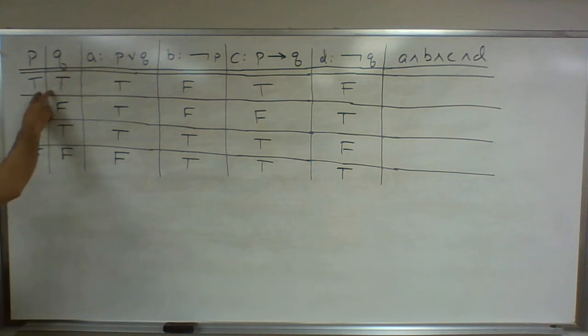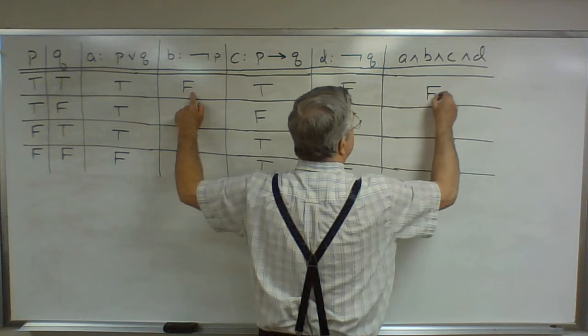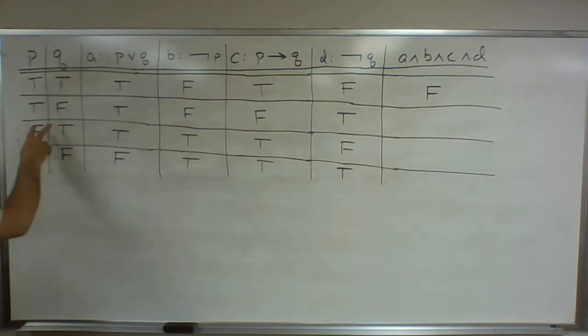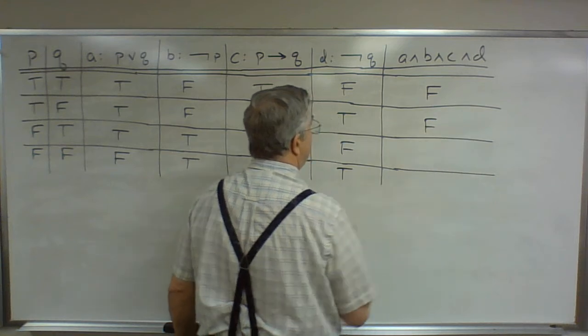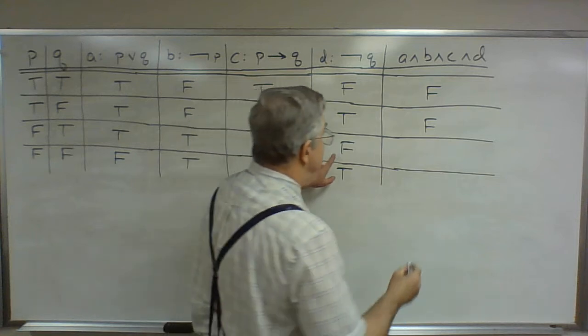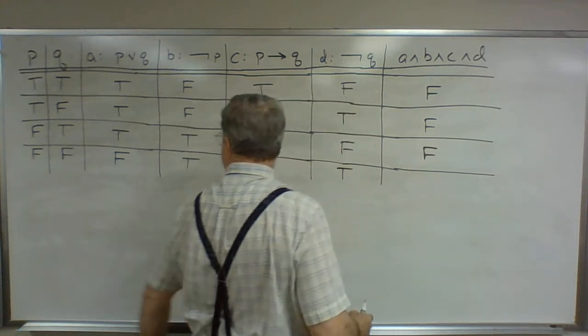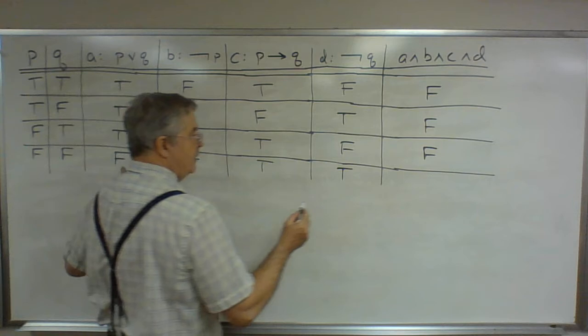For example, when P and Q are both true, B is false. So the whole thing is false. When P is true and Q is false, both B and C are false. So again, the conjunction is false. When P is false and Q is true, D is false. And when P is false and Q is false, A is false.